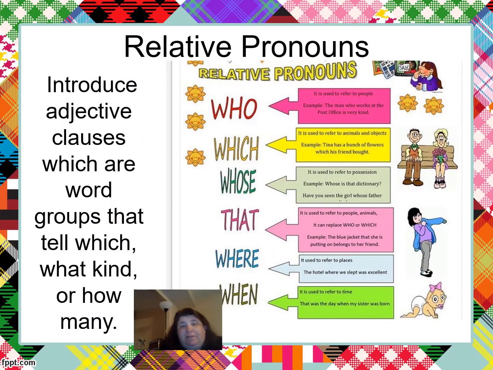So we're going to look at relative pronouns, which are pronouns that introduce adjective clauses, which are word groups to tell which, what kind, or how many.